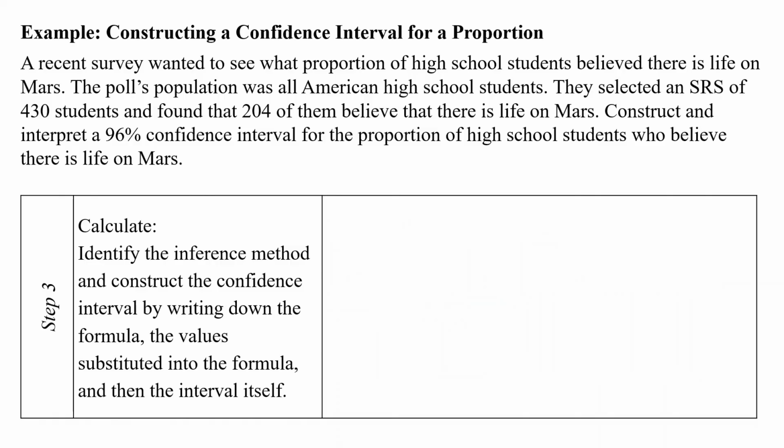Step 3 is calculate. We want to identify our inference method and construct a confidence interval by writing down the formula, values substituted into the formula, and then just conclude with what our interval is. So when we write down our inference method, we want to say this is a one sample Z interval for proportions. Okay? This is the only inference method we have right now, so that's fine. Easy. This is the only one you know.